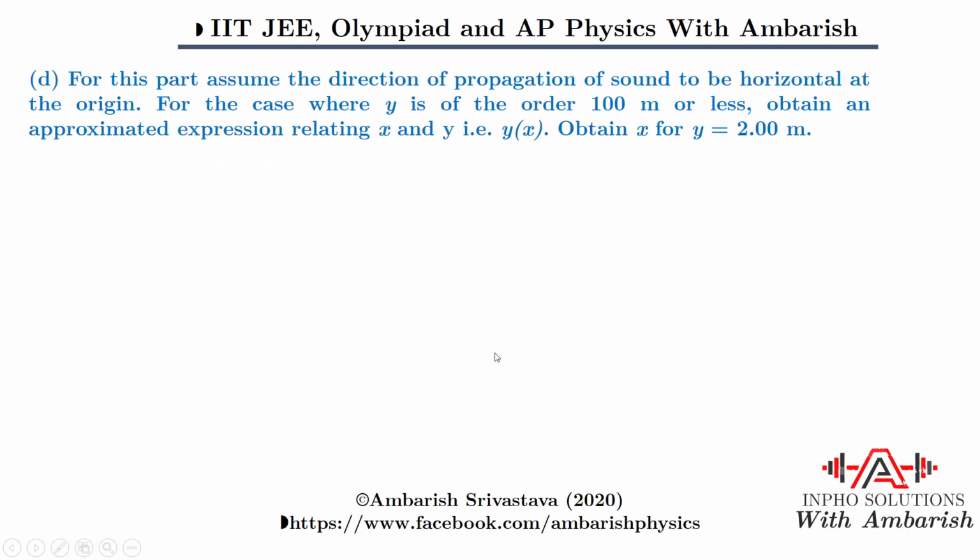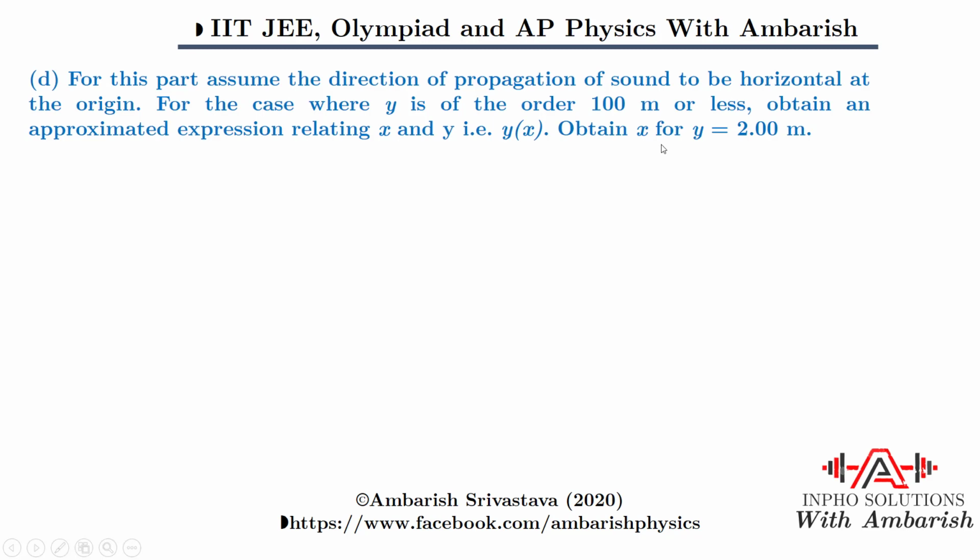The next part is, for this part, assume the direction of propagation of sound to be horizontal at the origin. That means theta naught is given as 0. Okay, for the case where y is of the order 100 meter or less, obtain an approximated expression relating x and y, and obtain x for y equal to 2 meters.